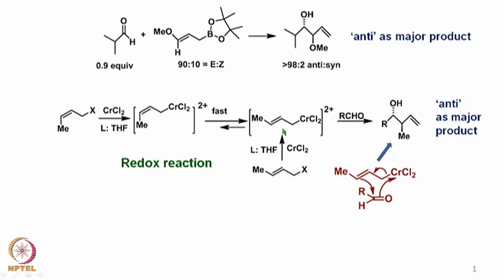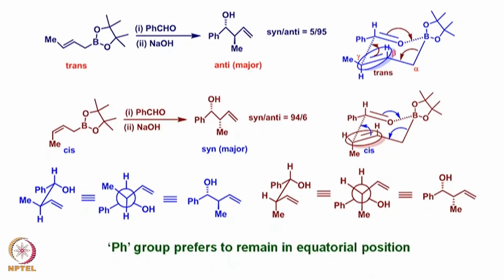Now this particular trans oriented double bond containing chromium species then reacts with the aldehyde and leads to the formation of the anti homoallyl alcohol as the major product. Now the way the reaction works is this chromium species interacts with the aldehyde, where there is a chelation between chromium and the oxygen, of course, and then there is a CC bond formation here, leading to the expected homoallyl alcohol as the major product in anti stereochemistry, as shown here.